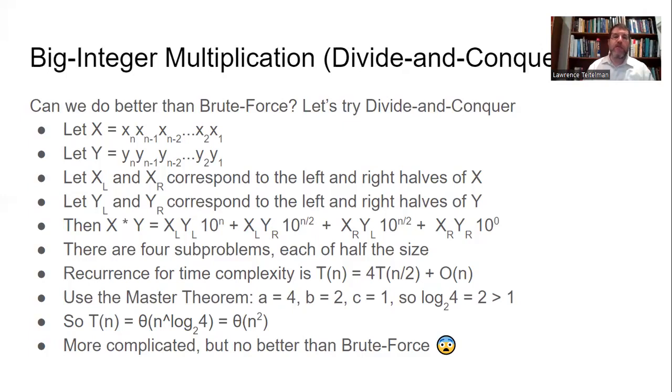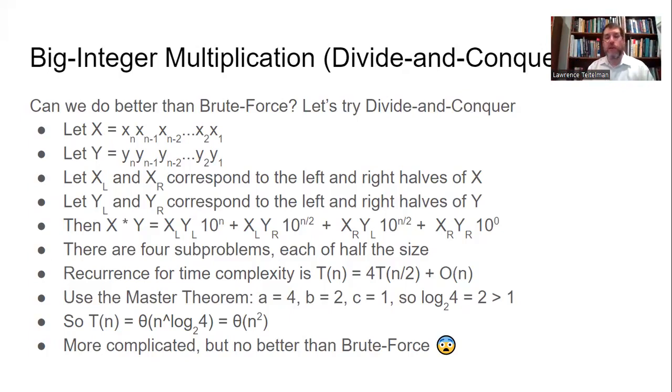How do we get the subproblems? We chopped each X in half, right? We took the left digits and the right digits. So we have 4 subproblems of half the size, and we get a recurrence, right? Say the time to solve the problem is 4 times the size of solving half of the problem, plus the amount of work to put all the pieces together.